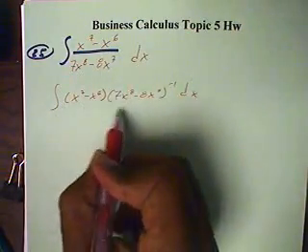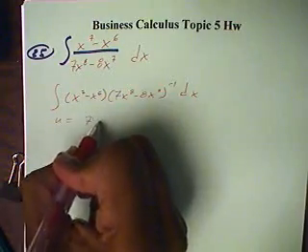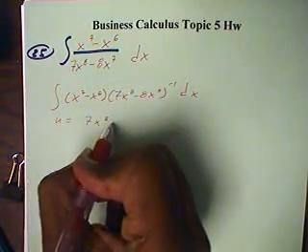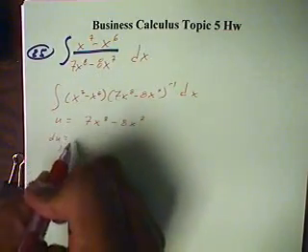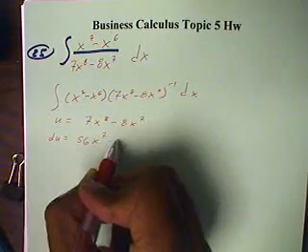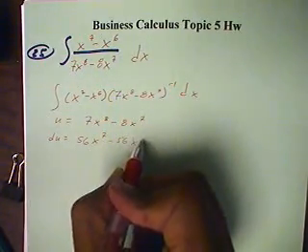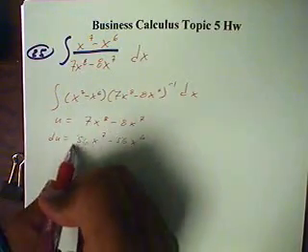Now I'm going to use substitution. This part right here, we'll make that u. U will equal 7x to the 8th power minus 8x to the 7th. This implies that the derivative of u will be 56x to the 7th minus 56x to the 6th, now all times dx.